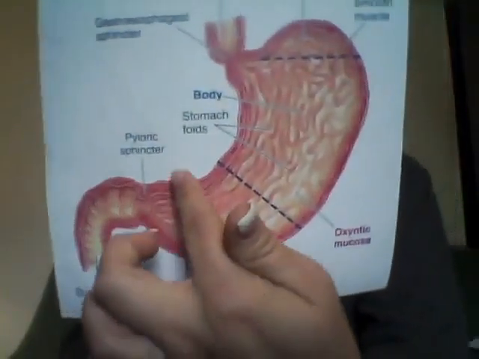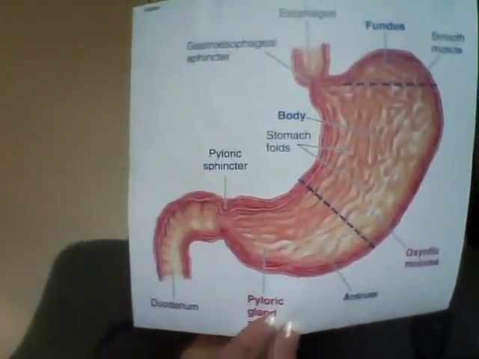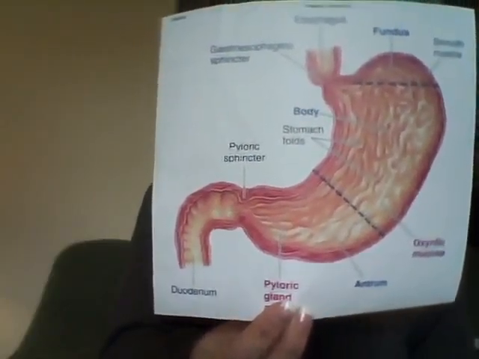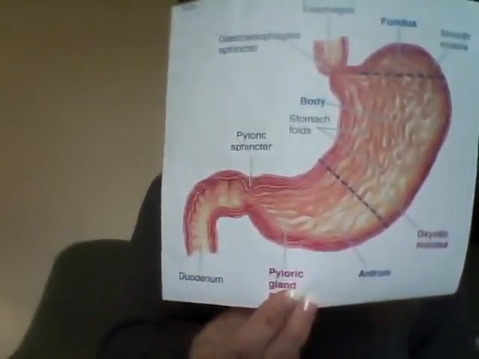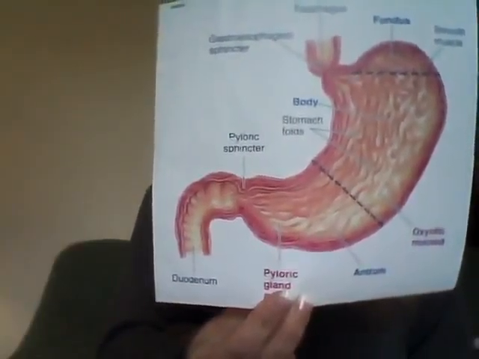Then last but not least, we have our pylorus. Our pylorus contains the pyloric sphincter that regulates the movement of partially digested food into the small intestine. It also prevents backflow of this food back into the stomach.